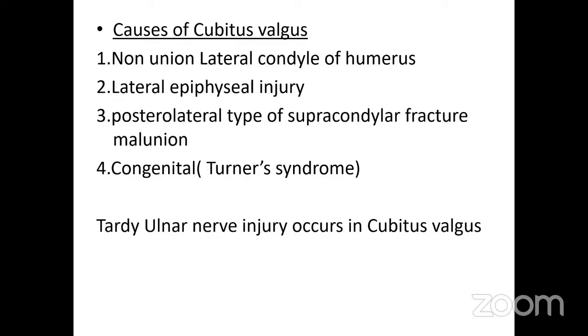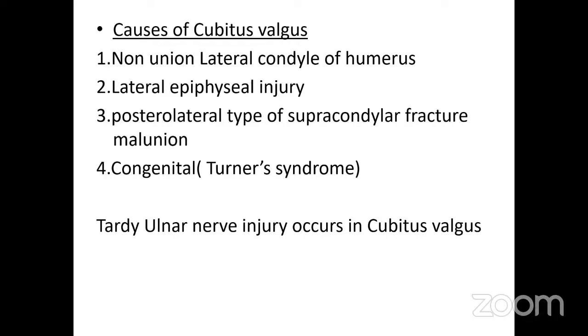So the next cause is lateral epiphysis, which we already discussed. When the lateral epiphysis is injured, what happens? The medial epiphysis will relatively overgrow laterally. So the resulting deformity will be cubitus valgus. Then very rarely, posterolateral type of supracondylar fracture can also cause cubitus valgus. Why? Because the most common type of supracondylar fracture is posteromedial type, and that will cause cubitus varus. Here it is very rare, posterolateral.